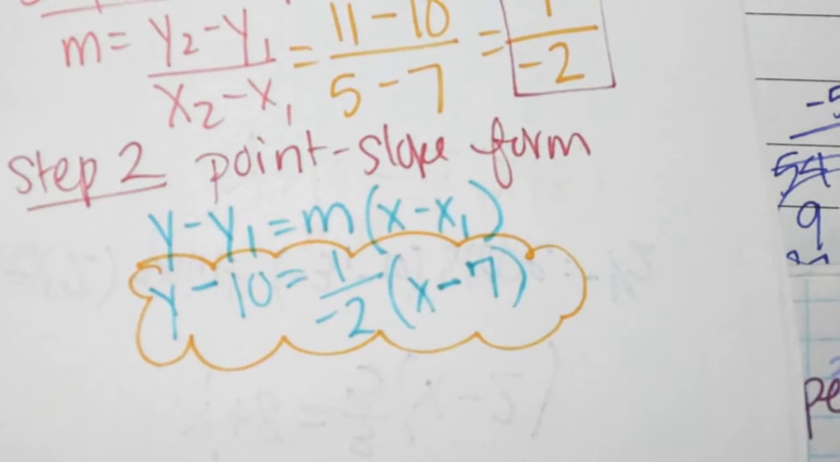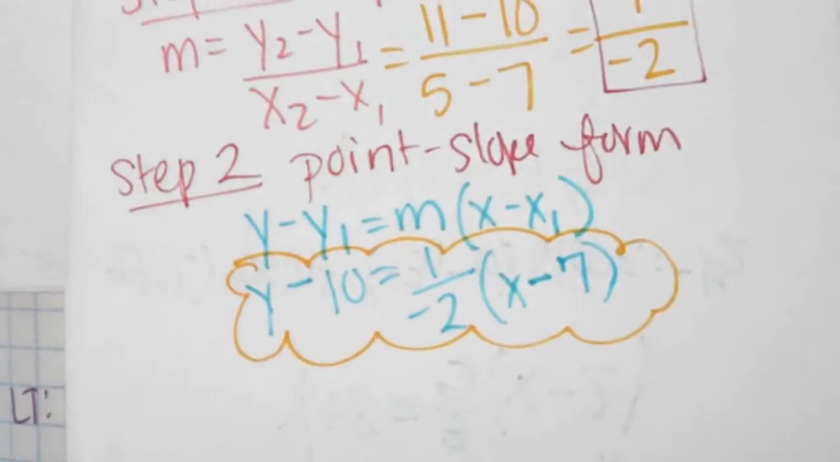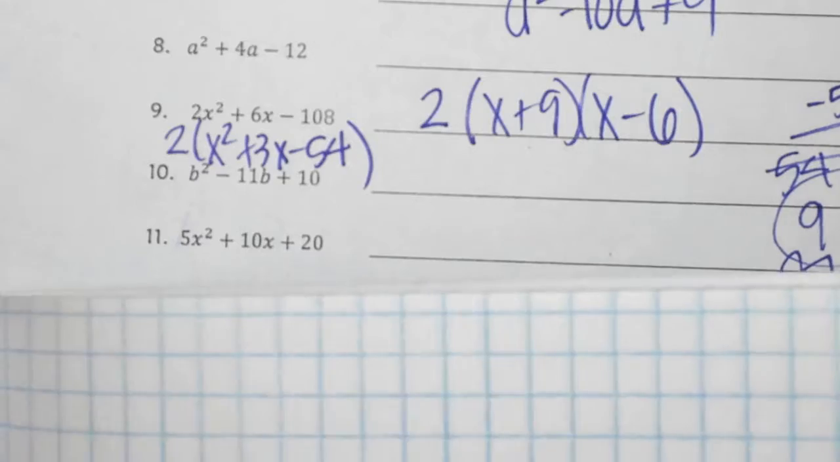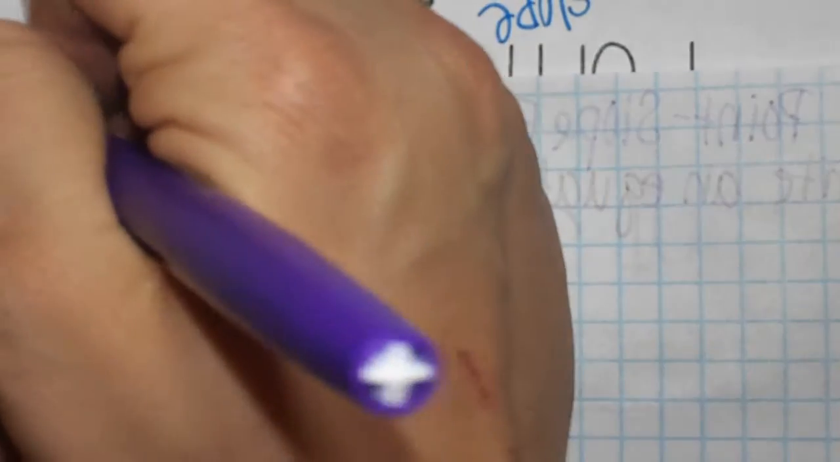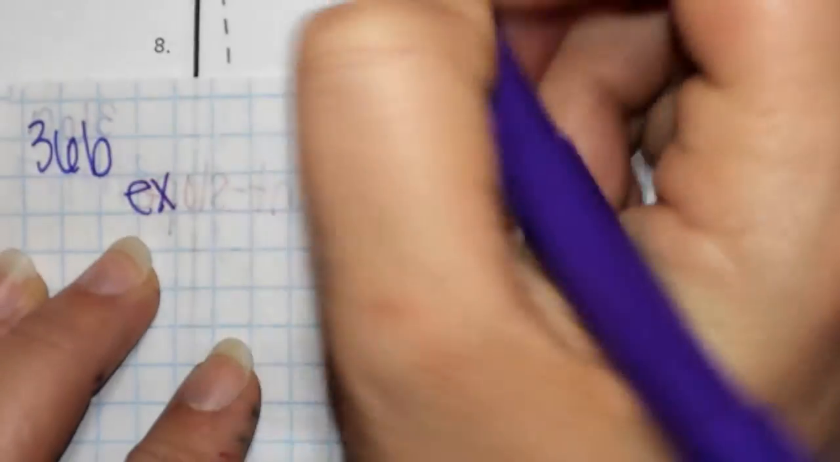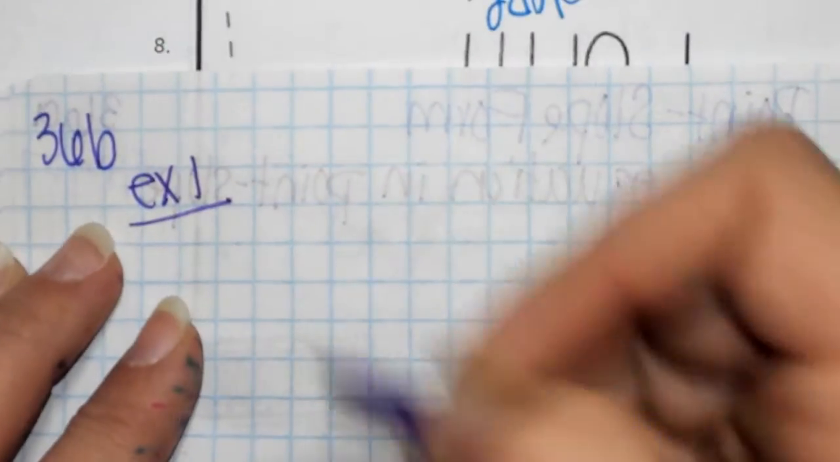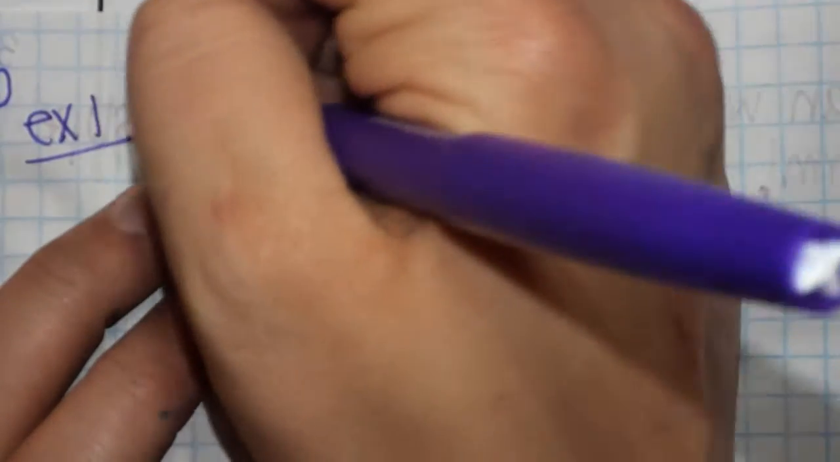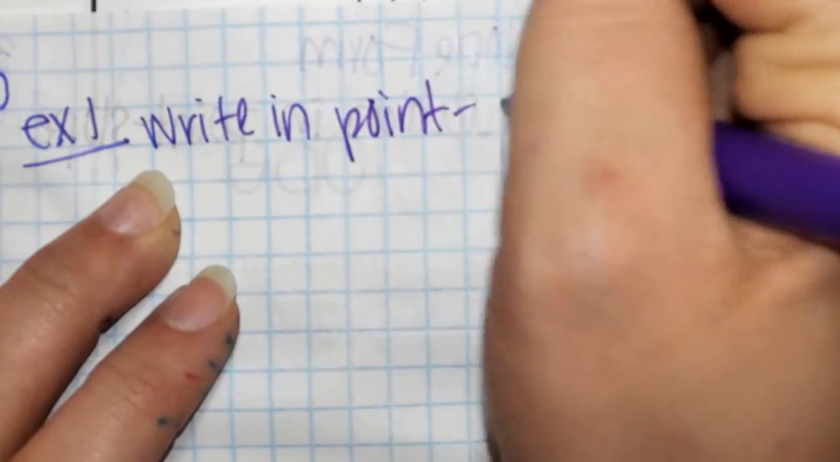Now, I want you to please practice one without me before I send you home with homework. So we're going to turn this paper over, and we're going to call it 36B. We're going to call this example 1 on 36B. And the directions say, write in point slope form.